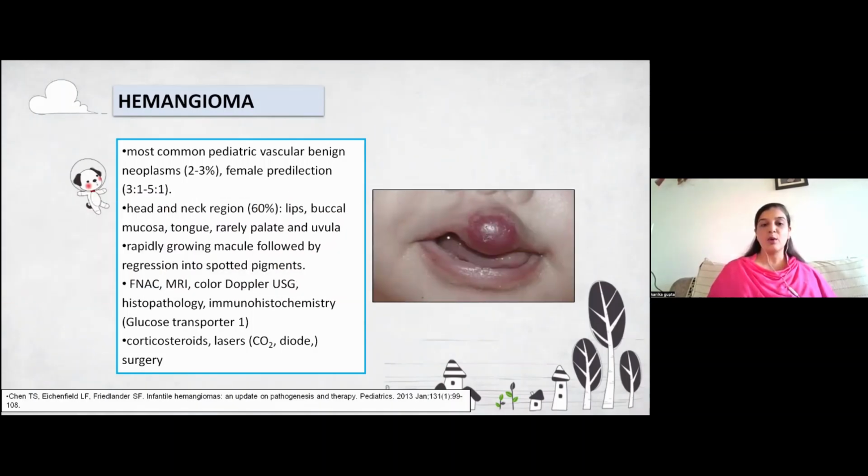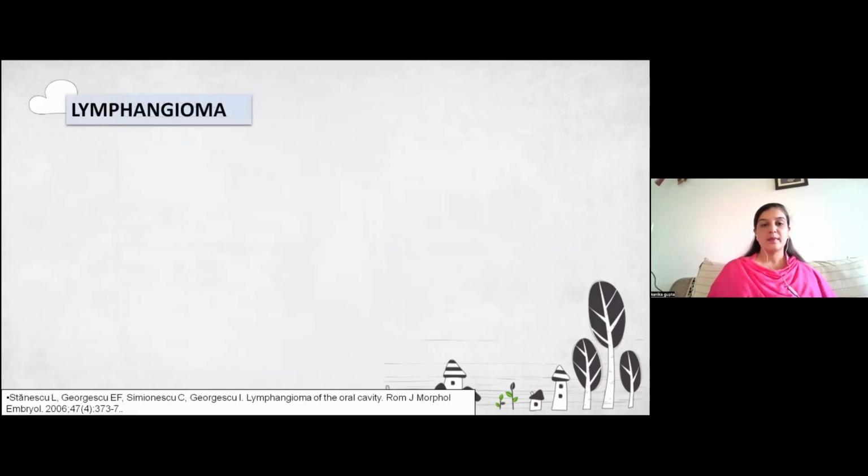It presents as a rapidly growing macule followed by regression into spotted pigments. The diagnosis could be made through histopathology along with clinical diagnosis. Besides histopathology, you can go for color Doppler USG, MRI or FNAC, and immunohistochemistry with the biomarker glucose transporter 1 can be used for identification. The treatment involves corticosteroids. Laser could be used for the management, and even surgery can be done.